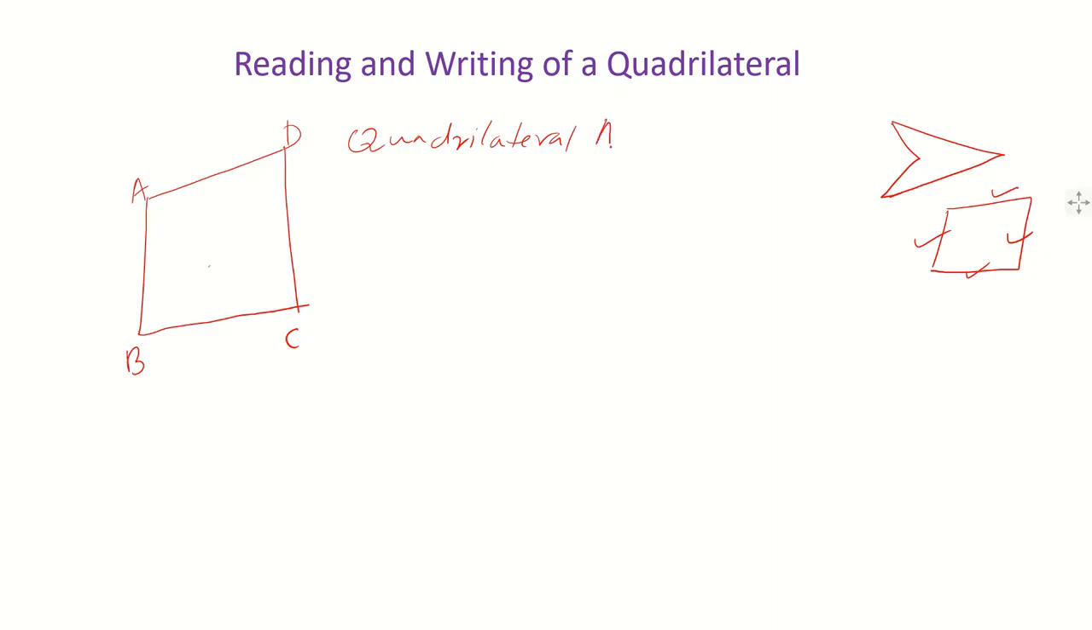Suppose I am drawing a quadrilateral, a 4-sided closed figure following all principles of a quadrilateral. This is a quadrilateral, and I name these points as A, B, C, D. So I can read this as quadrilateral ABCD. And how can I write quadrilateral ABCD? I can simply write quadrilateral ABCD. Another way of writing is to draw a small quadrilateral and write ABCD. So this also will be read as quadrilateral ABCD.